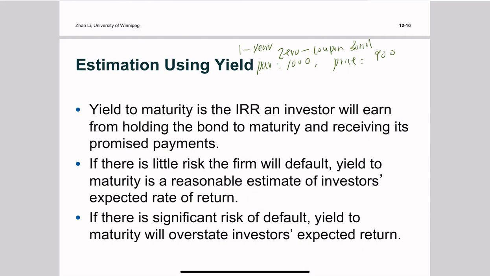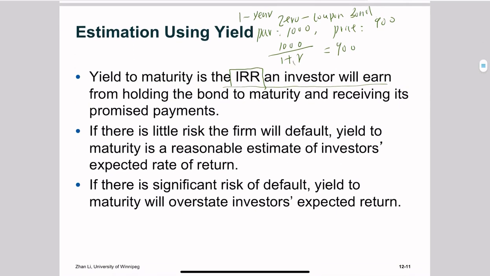Well, let's see how can you find this bond yield. If you look at this definition, it says yield is the internal rate of return an investor will earn from holding the bond to maturity and receiving its promised payments. So the key here is it's the internal rate of return, which means if you discount this $1,000 by this yield, then you should have $900, right? That's how you define the internal rate of return. So yield is given by this guy here, right?